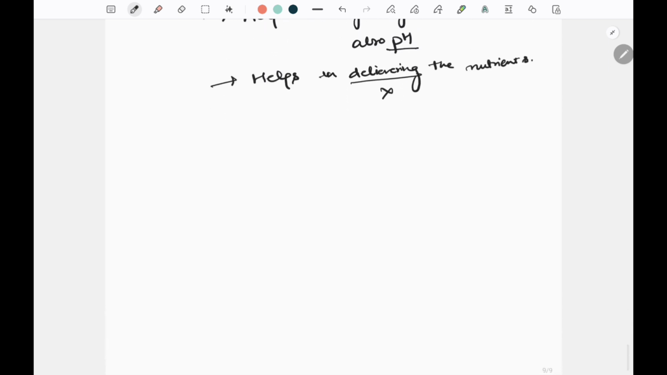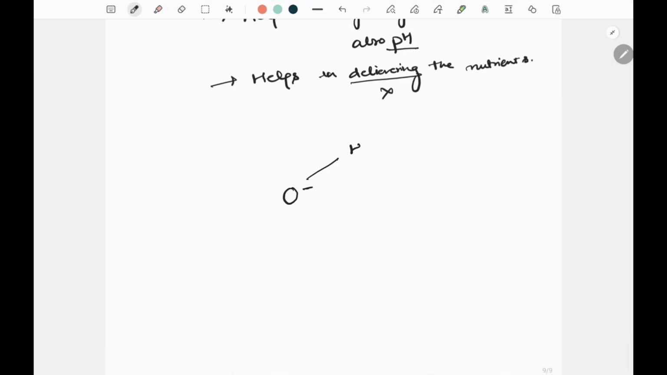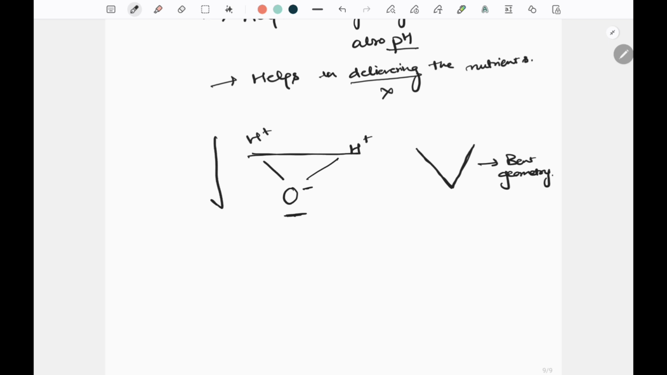So now, when we are trying to study water, we see an O negative ion, an H positive ion and another H positive ion. Okay, so this is the structure of water. If you see, there's a bent sort of structure. So this is called bent geometry. Water has a bent geometry, and because of these H positive ions and this O negative ion, a dipole is formed.